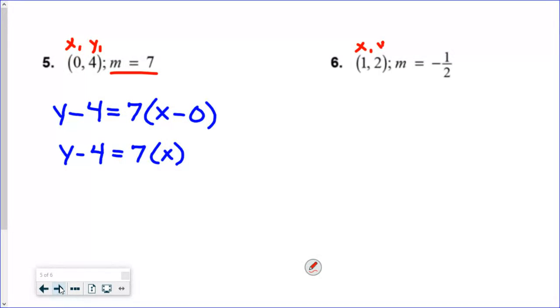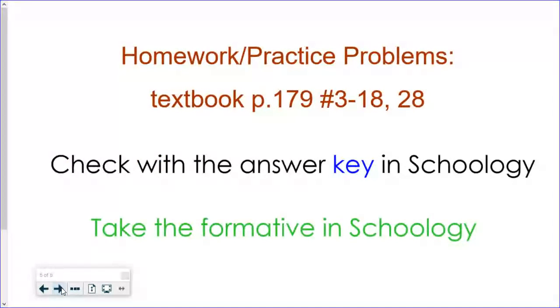Okay, over and over again. x sub 1, y sub 1. Here we go. y minus y sub 1 equals my slope, x minus x sub 1. Do I have any minus or negatives? Nope. Do I have any zeros? Nope. I'm good. Easy one today.